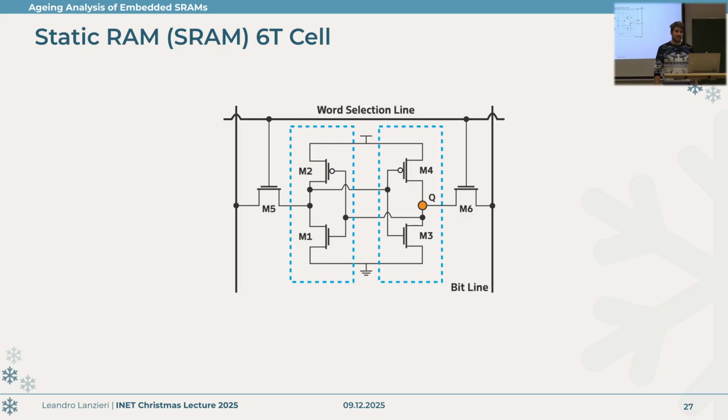So why do we care about this? Well, as the cell ages, the threshold voltage of the transistors changes. That can bring different problems. For instance, if we have radiation, an increased threshold voltage makes some cells more susceptible to bit flips.